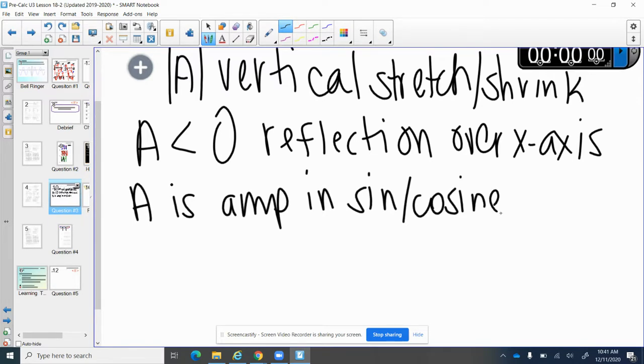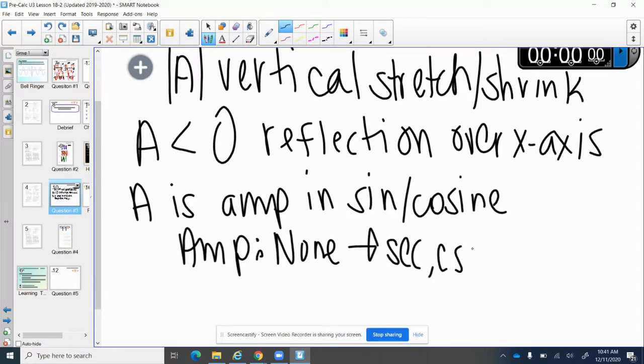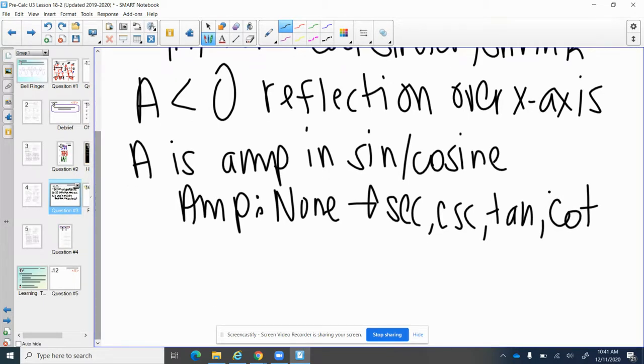While it's still affecting the stretch or the shrink in secant and cosecant, officially an amplitude is none in all of our reciprocal functions and tangent. Secant, cosecant, tangent, and cotangent all have an amplitude of none, because an amplitude is the max to the min. In a secant and cosecant graph, there is no max and no min because those parabolas go up and down forever and ever. And same thing with tangent and cotangent.